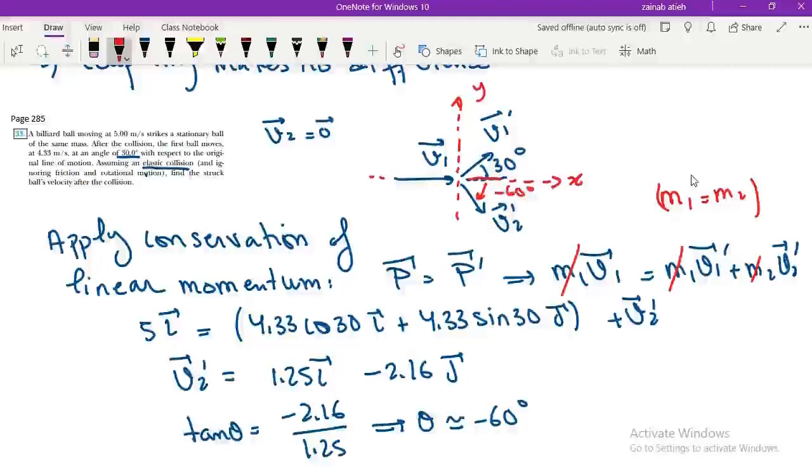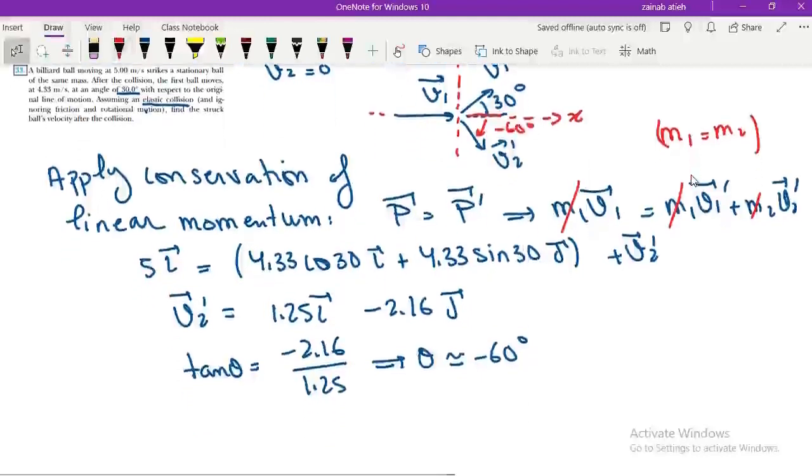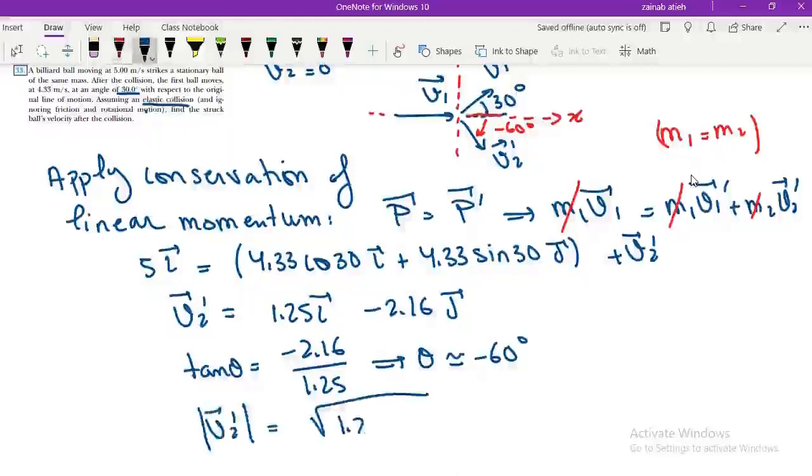And if I'm searching for the magnitude of the vector, you all know how to find the magnitude of the vector. So V2 prime as a magnitude is equal to radical 1.25 squared plus minus 2.16 squared. So I will calculate it. You will get 2.5 meters per second. Okay, we did not use the conservation of kinetic energy, so we were able to find our solution just using the conservation of linear momentum.